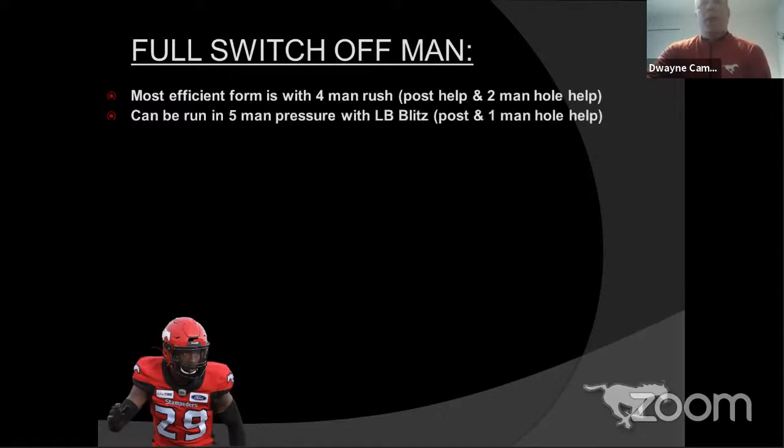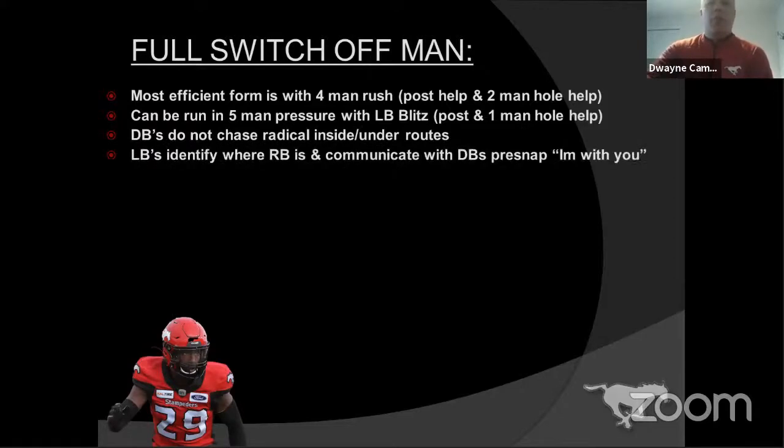We can run it in a five-man pressure with a linebacker blitzer, and that just means we've still got our post help and one man in the middle in the hole. DBs do not chase radical inside underneath routes. They're not responsible for them, okay? Linebackers identify where the running back is and communicate pre-snap with the defensive backs.